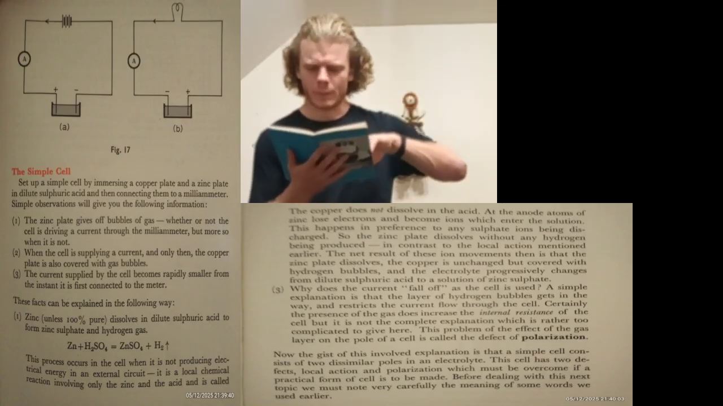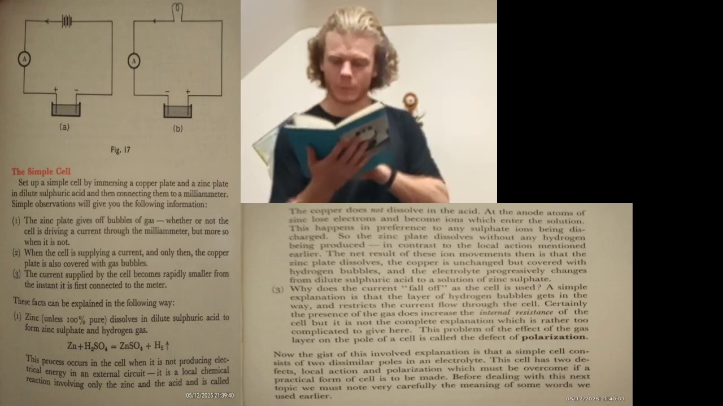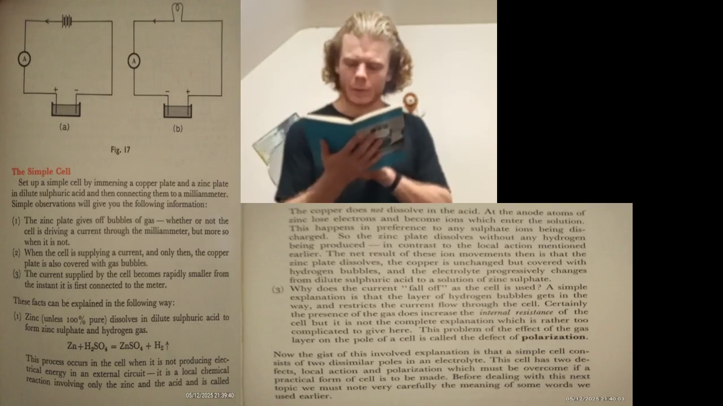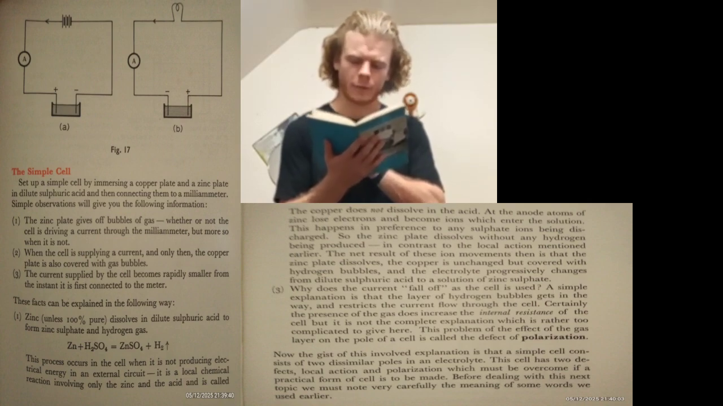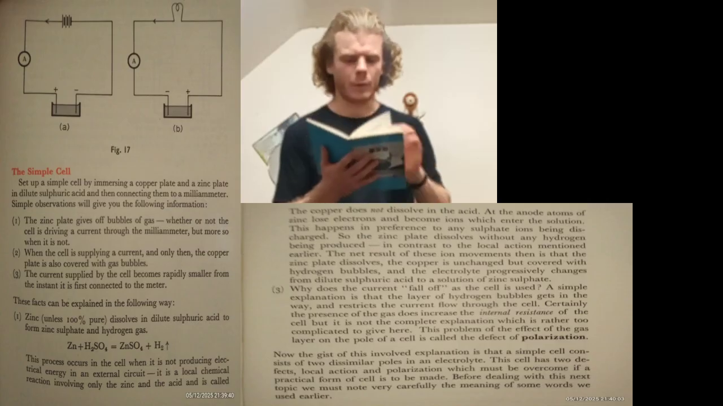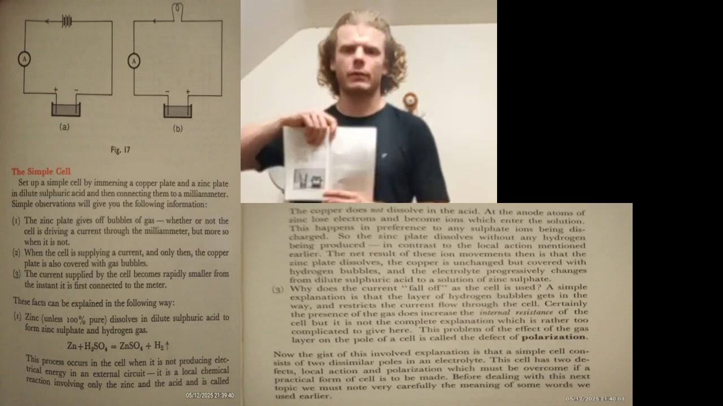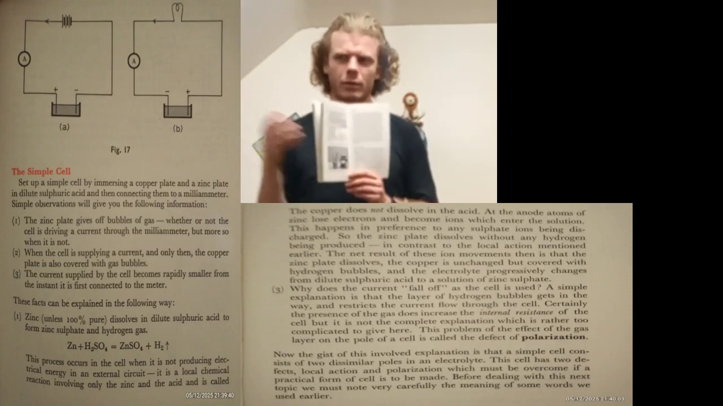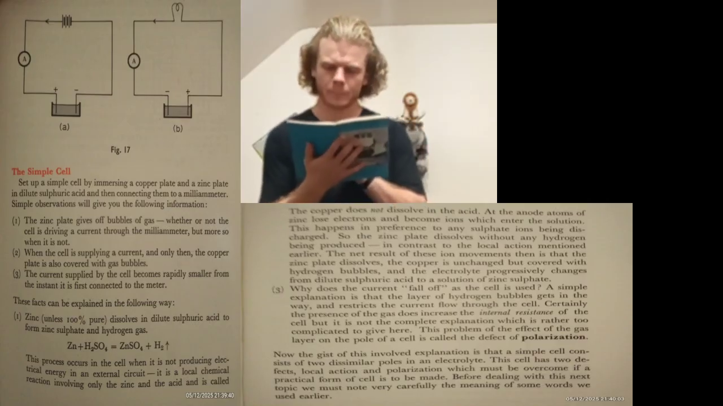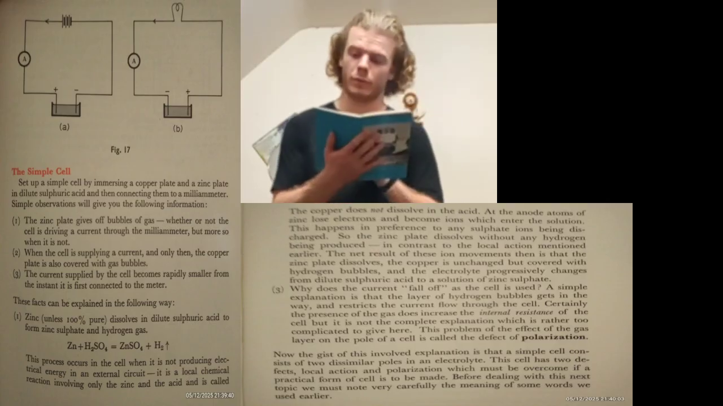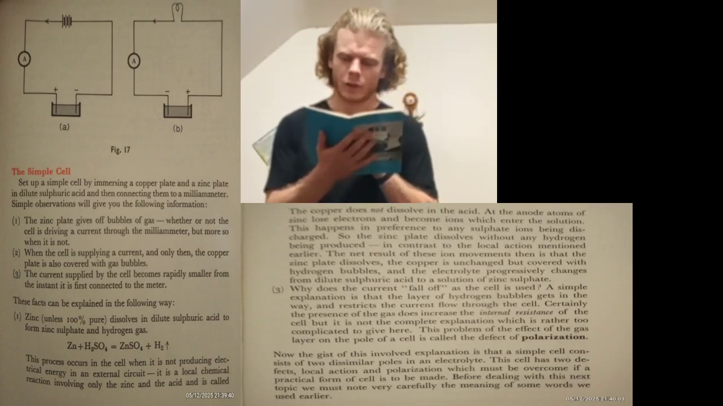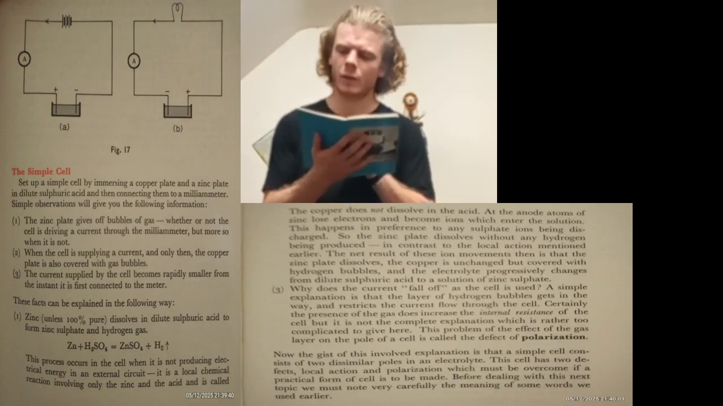Observation number 3 is that the current supplied by the cell becomes rapidly smaller from the instant it is first connected to the meter. Okay, we're supplying current into it, and the current becomes smaller. Why does the current fall off as the cell is used? That is the question. A simple explanation is that the layer of hydrogen bubbles gets in the way and restricts the current flowing through the cell.